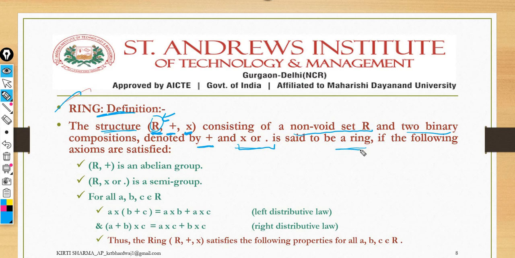It is said to be a ring when it satisfies these 3 conditions. What are those 3 conditions? First, this R should be an abelian group under the addition operation, and this R should be a semi group under the multiplication. Under addition it should be an abelian group, and under the multiplication operator it should be a semi group. These 2 conditions are clear, I hope, because we have already studied abelian groups and semi groups in the previous lecture. The next one is that it should be distributive.